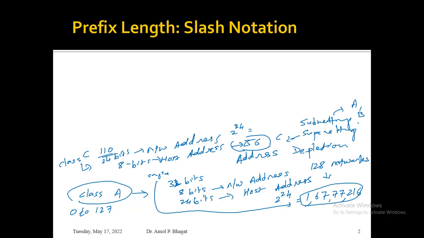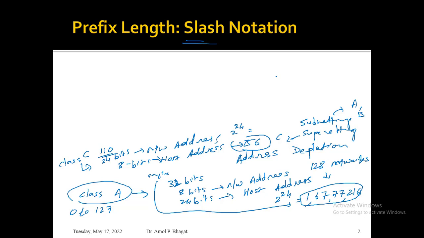But in case of class C, only 256 hosts are there, so we'll be clubbing more addresses so that more hosts get supported. So it is called what? Supernetting. Okay. In subnetting, we are dividing the network, while in case of supernetting, we are clubbing or combining the networks. So from there, this concept of slash notation comes into existence with the increase of internet service providers, right?